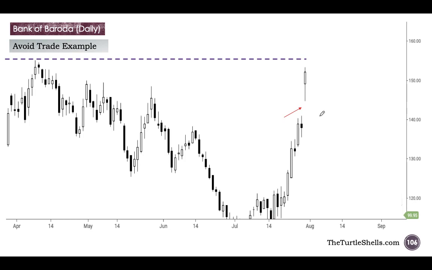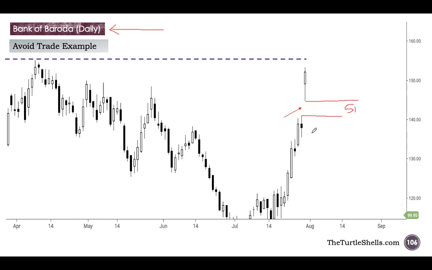Now, here you see a rising window. This is a daily chart of Bank of Baroda. It's an example of avoiding a trade. So, you have a rising window here. What is a rising window? A rising window becomes support, right? So, let us call it S1. The lower line of the rising window is a stronger support than the upper line of the rising window.